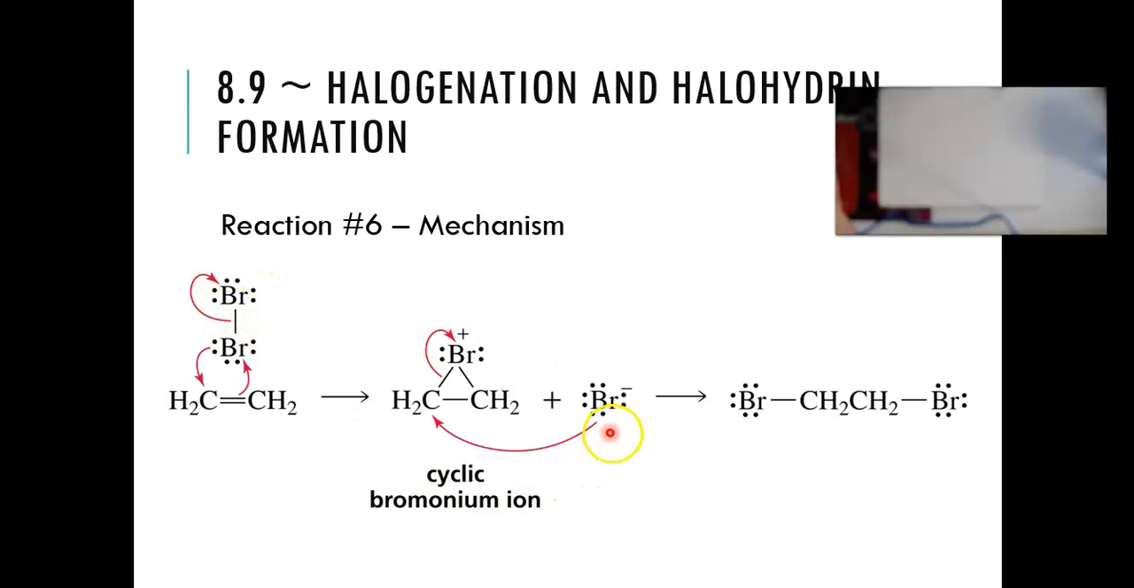So in this step, our second bromine, the bromine that broke off here, became a bromide ion. Here's our bromide. It's going to do a nucleophilic attack on one of our carbons, and then our bromine carbon bond is going to break. And so what we end up with is a bromine at each of those carbon positions.